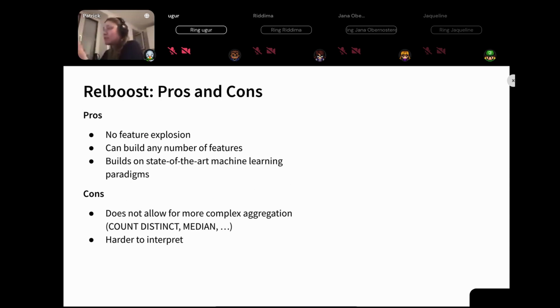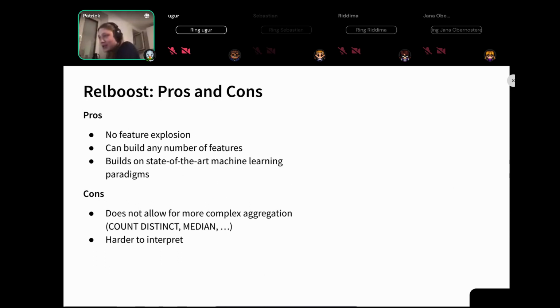Again, it's an ensemble learning algorithm. And again, this builds on state-of-the-art machine learning paradigms. But there are disadvantages as well. So the first thing is it doesn't allow for more complex aggregations. Like for instance, if you want to do count distinct aggregations, it is very, very difficult to calculate the weights if you have a count distinct aggregation. Or median aggregation, same thing here. It's not really straightforward to calculate the weights there, and that's a bit of a problem.